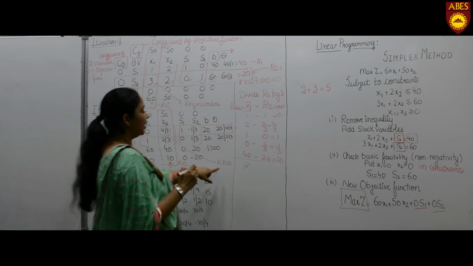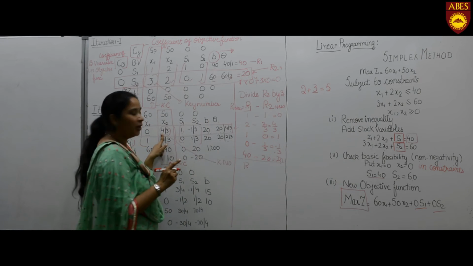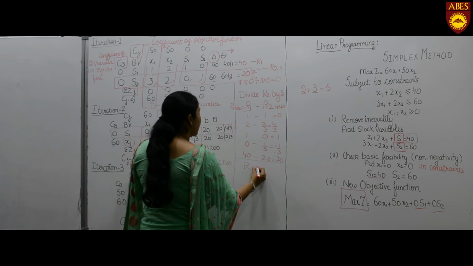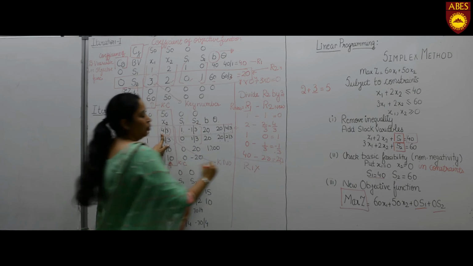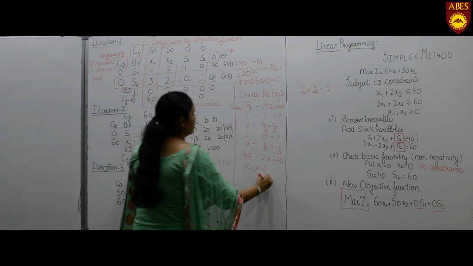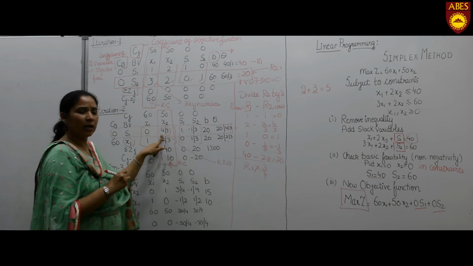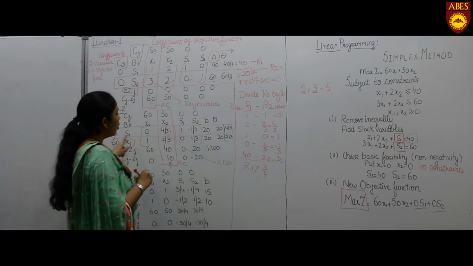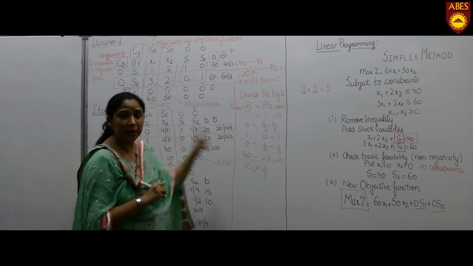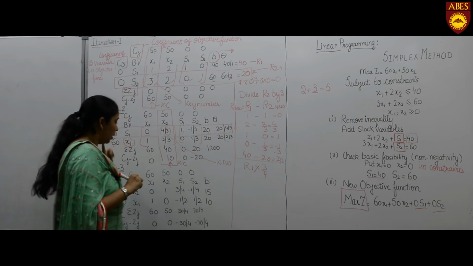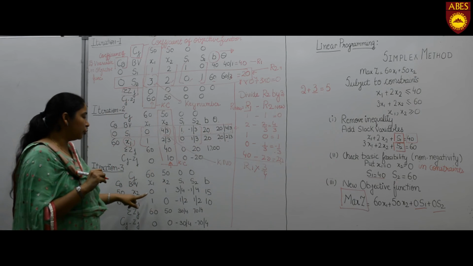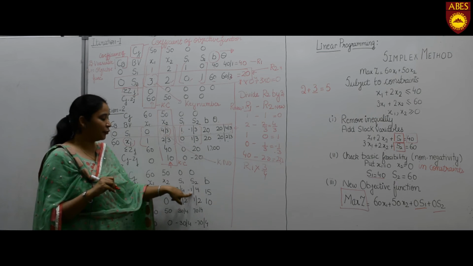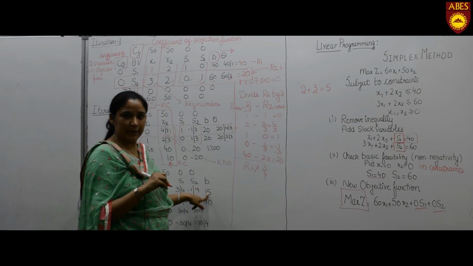So this is our key number. We have to convert it into 1. So what we will do, we will multiply R1 by 3 by 4, because it is 4 by 3. So it will become 1. The whole row will be multiplied by 3 by 4. And the new row will come out to be 0, 1, 3 by 4, minus 1 by 4 and 15.